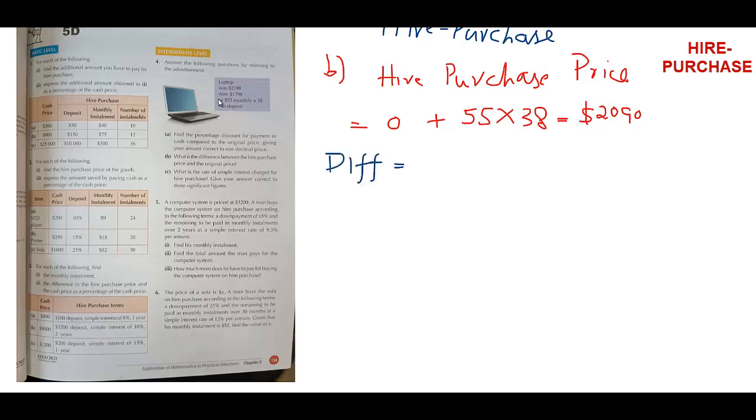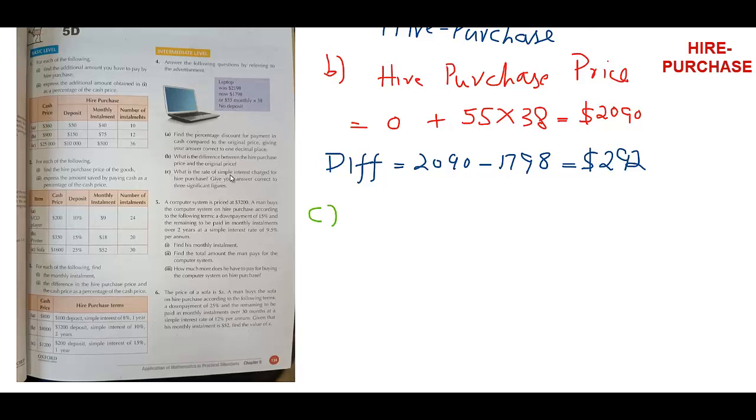What is the difference between the hire purchase price and the original price? Mostly the hire purchase price is higher than the cash price. So we take this 1,798 as the original price too. And $292 is the difference between the hire purchase price and cash price. The hire purchase price is normally above the cash price.